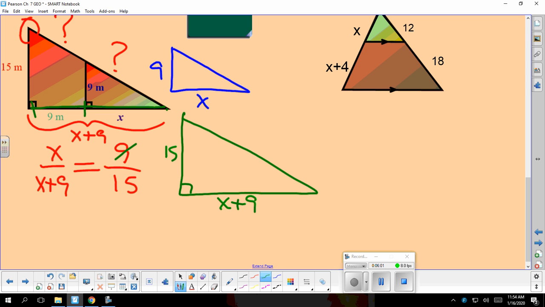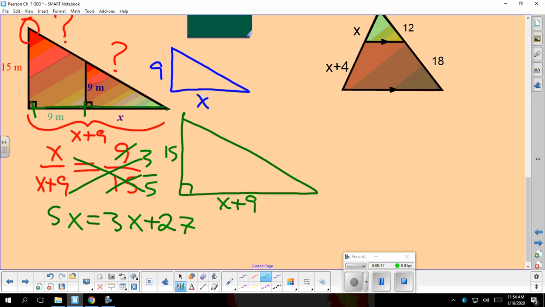So now I'm going to simplify by dividing both top and bottom by 2. Cross multiply. 5x equals 3x plus 27. Subtract 3x from both sides.